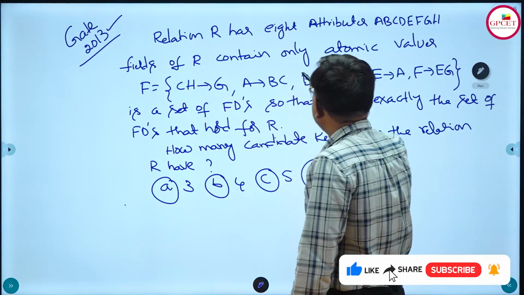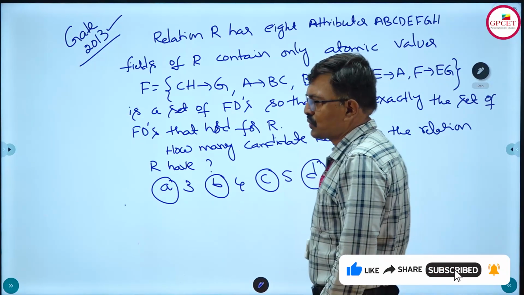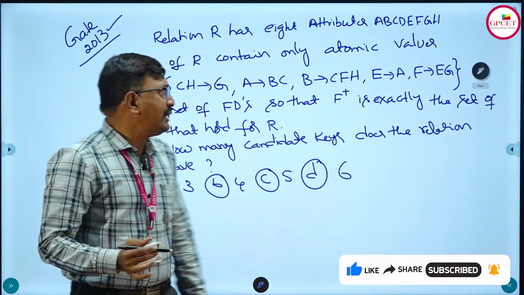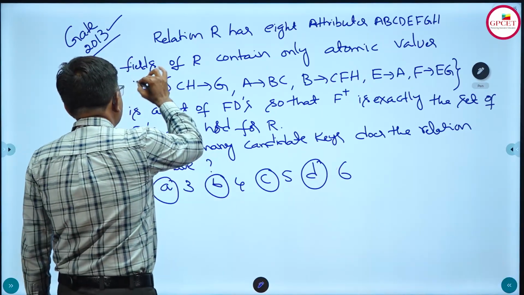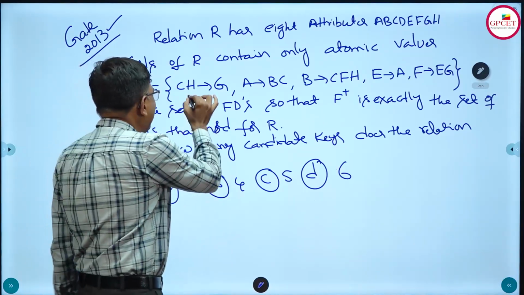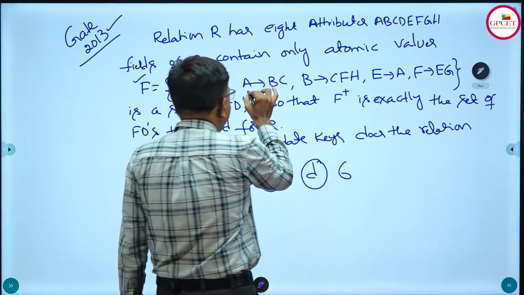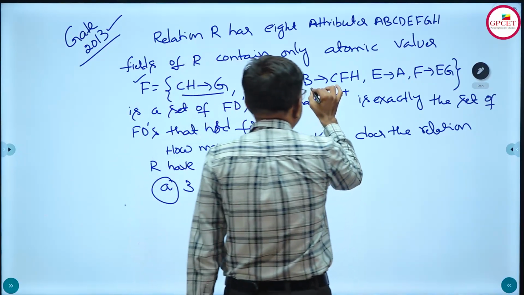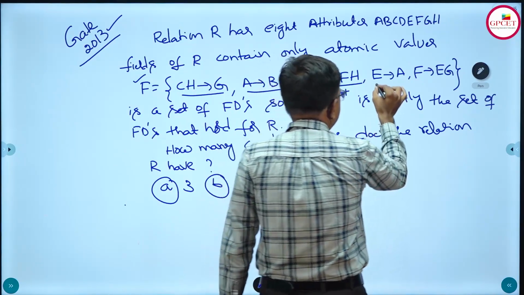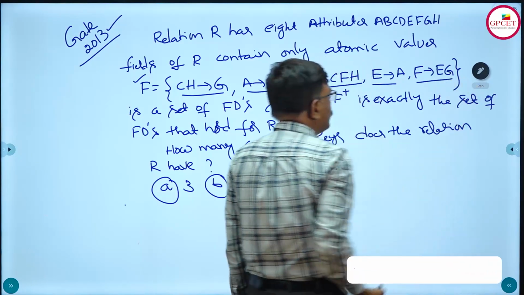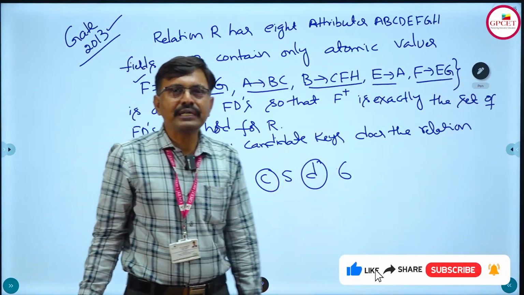Fields of R contain only atomic values. The functional dependencies F are: CH determines G, A determines BC, B determines CFH, E determines A, F determines EG. These are the functional dependencies.